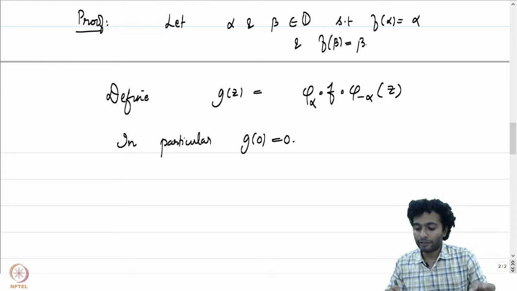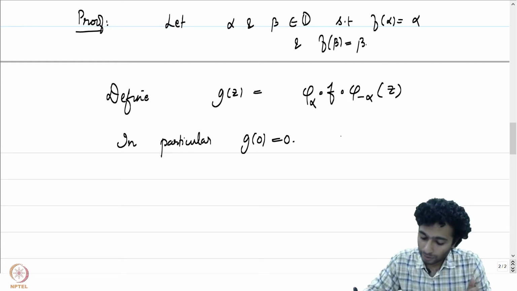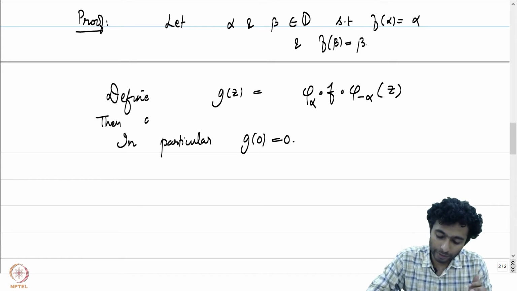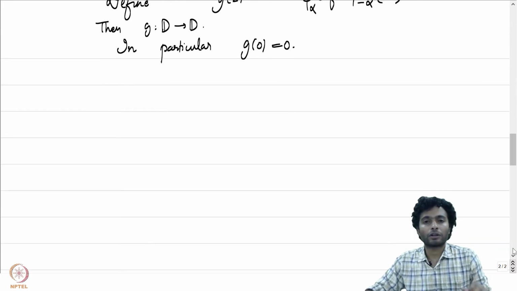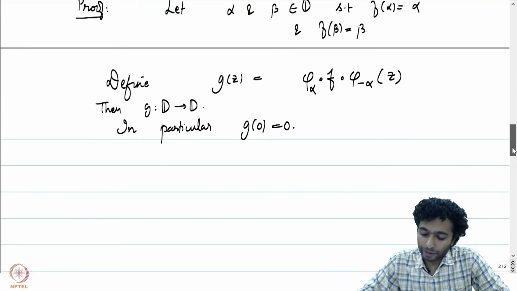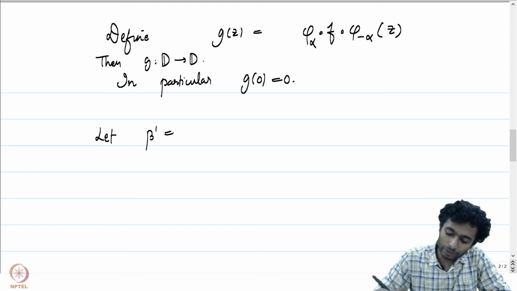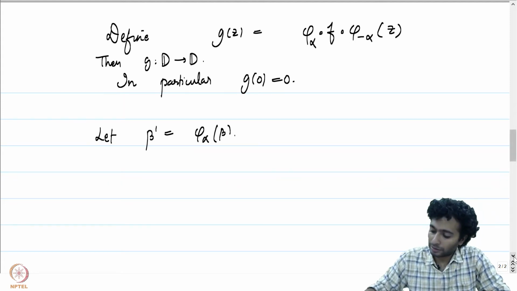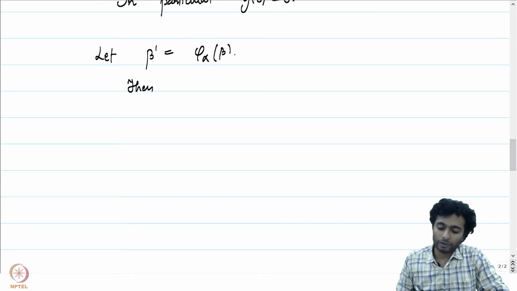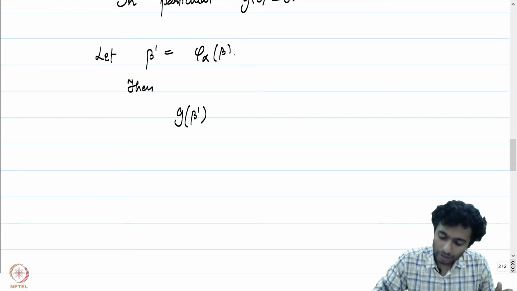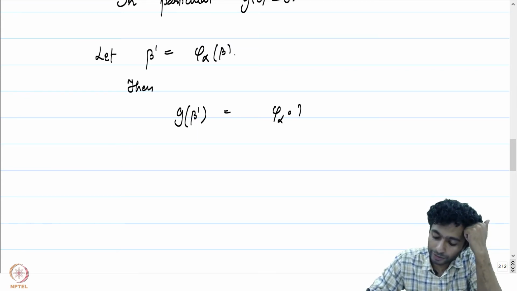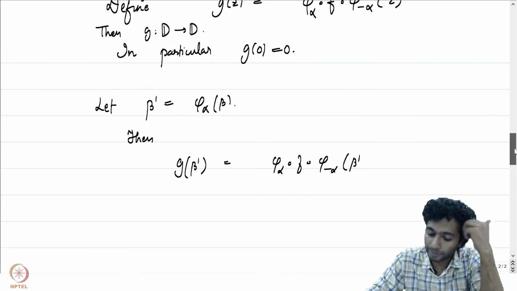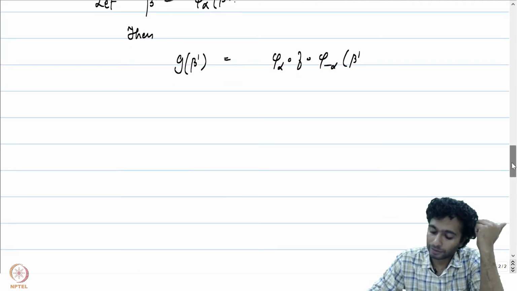Also notice that phi alpha, f and phi minus alpha, all three are maps which map the unit disk to itself, and therefore g is now a map from the unit disk to itself. We also have g of 0 is equal to 0. We are in the perfect setting for Schwarz's lemma, and to apply that, let beta prime be equal to phi alpha of beta, and then let's try to see what g of beta prime is. What was g? g was basically phi alpha composed with f composed with phi minus alpha, evaluated at beta prime. Let's just go up and have a look at what that was. Yes, perfect. So this is precisely what it is.